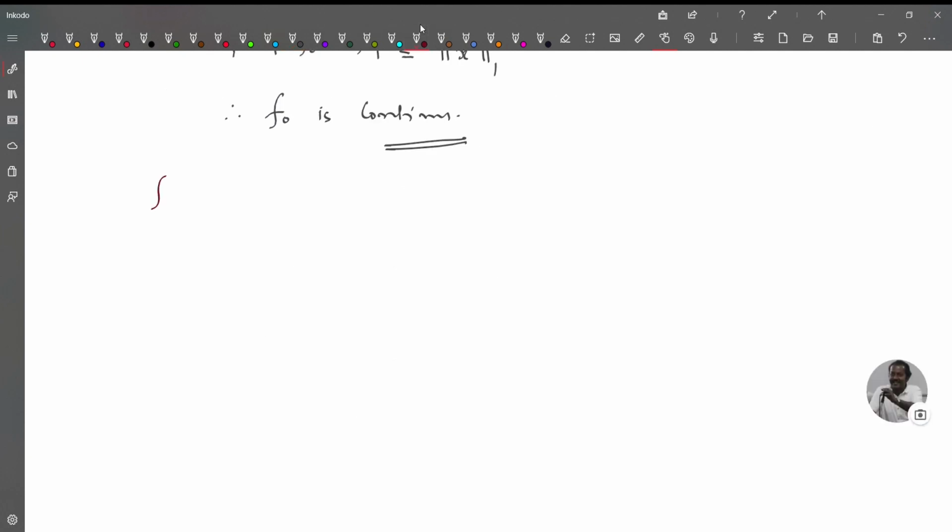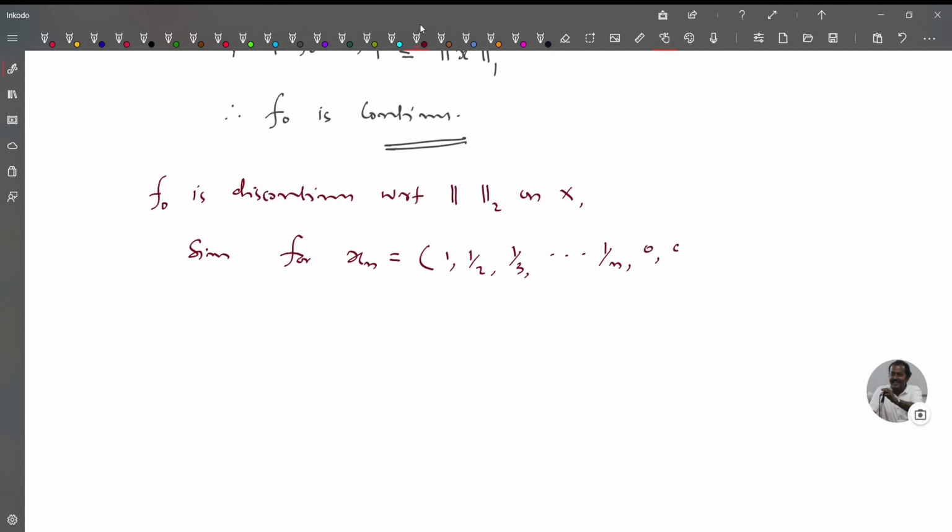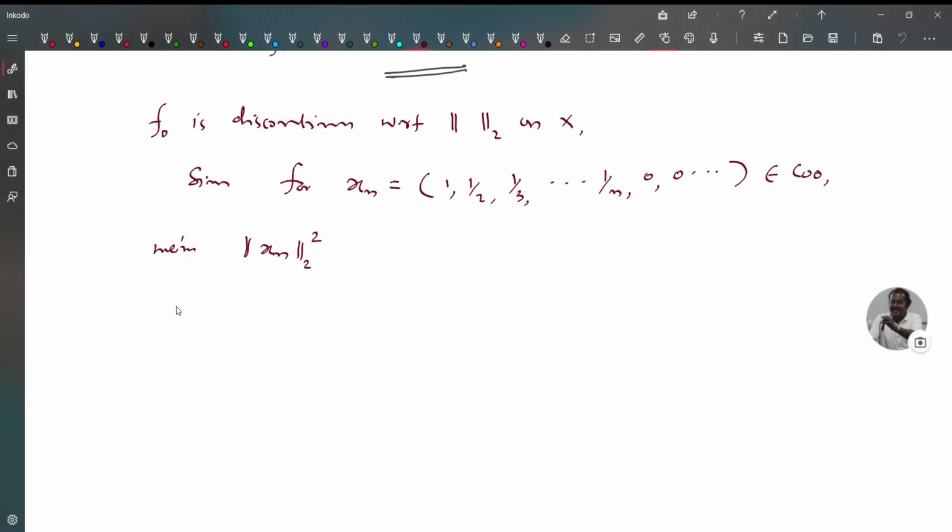f0 is discontinuous with respect to two norm on X, since for xn equal to 1, 1 by 2, 1 by 3, etc., 1 by n, 0, 0, etc. in c00, we have two norm of xn square is equal to sigma j is equal to 1 to n 1 by j square, which is less than or equal to sigma j is equal to 1 to infinity 1 by j square, that is equal to pi square by 6.